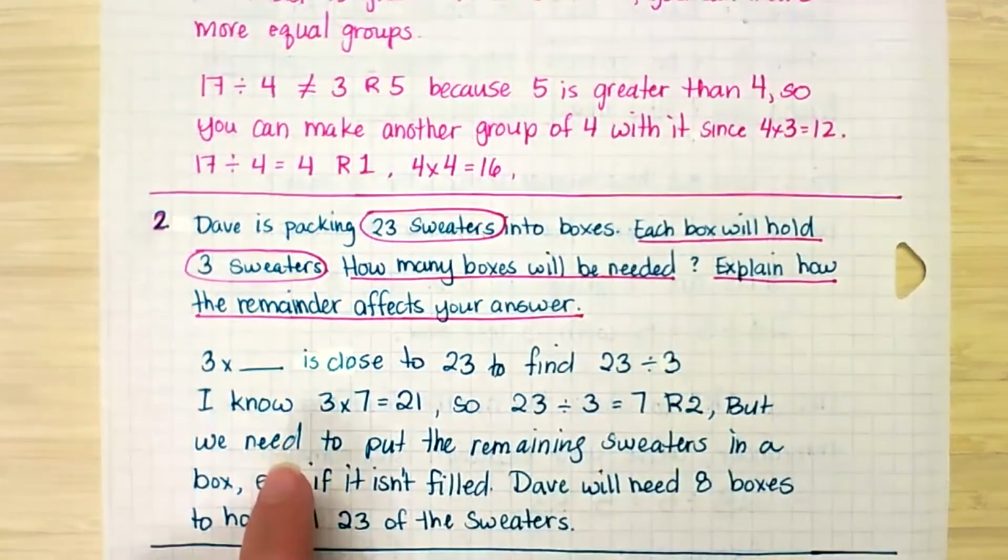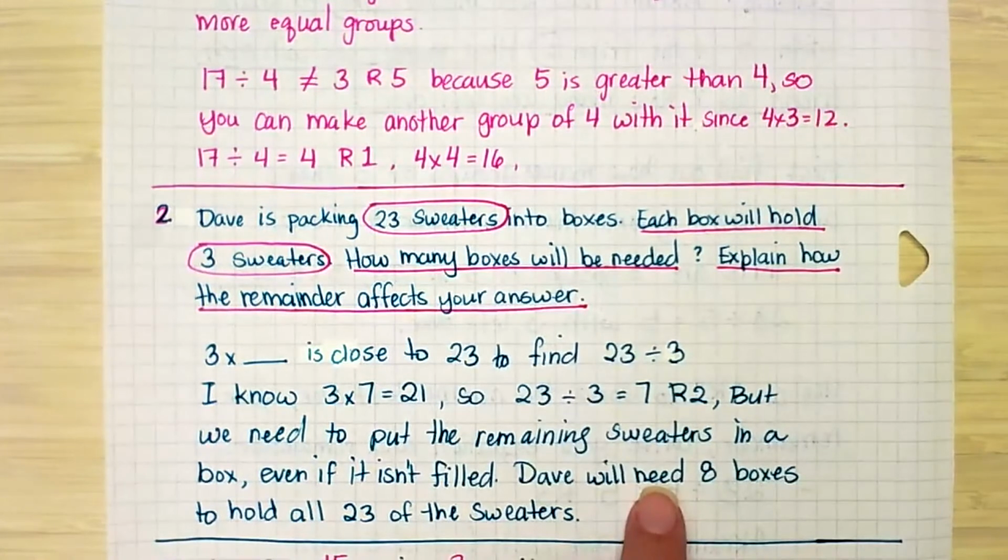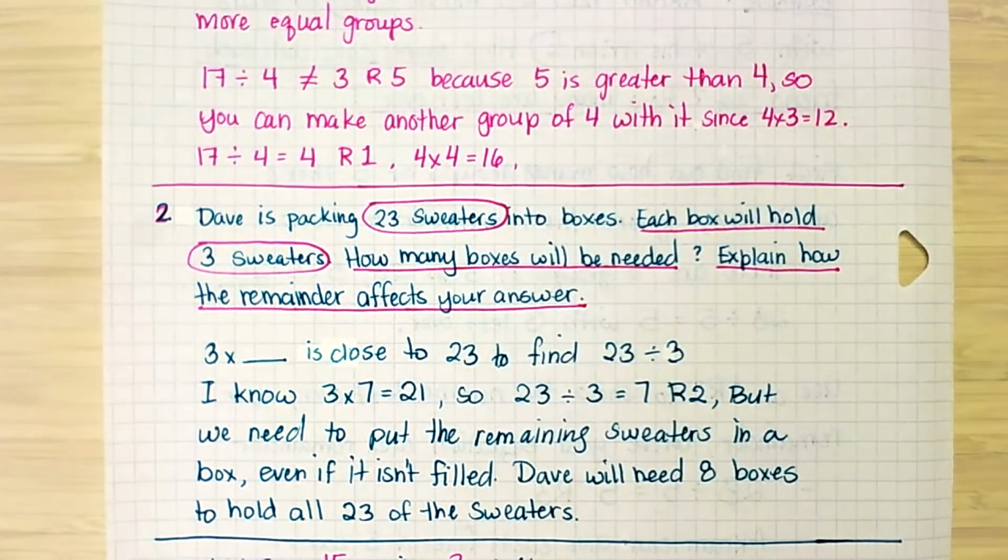But we need to put all of the sweaters in a box. So he's not only going to need 7 boxes, he's going to need an 8th box, even though that box is not going to be full. It's not going to have 3 sweaters in it. It's only going to have 2 sweaters in it because that's the remainder. He's still going to need 8 boxes to pack all of those sweaters. So the remainder impacts our answer because it forces us to have another box because all of the sweaters need to go into a box.